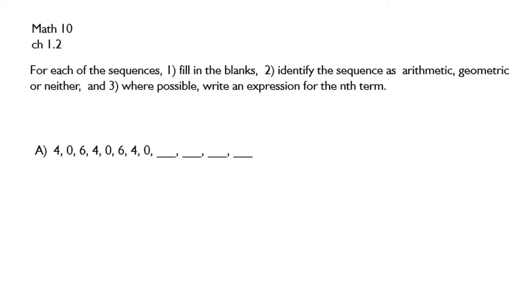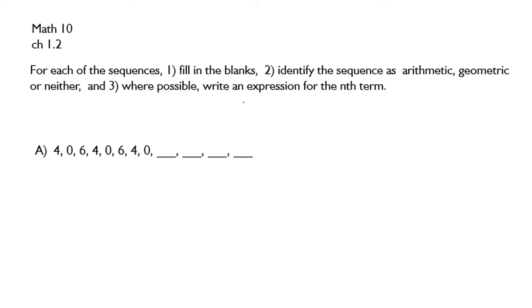Now we can finally start our worksheet. Let's look at section 1.2 worksheets. We want to fill in the blanks, identify the sequence as arithmetic, geometric, or neither, and where possible, write an expression for the nth term. So please pause the video and try all of these questions on your own. Try to fill in those blanks. Make sure you pause the video and try it on your own. Don't wait for me to do it.